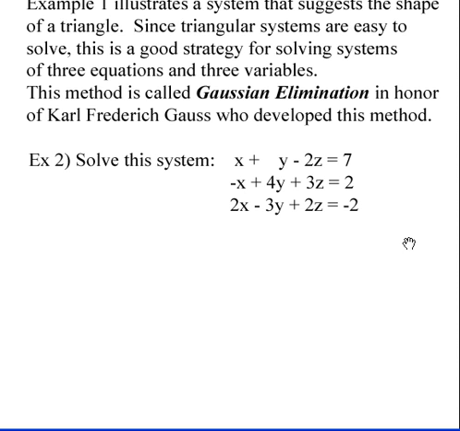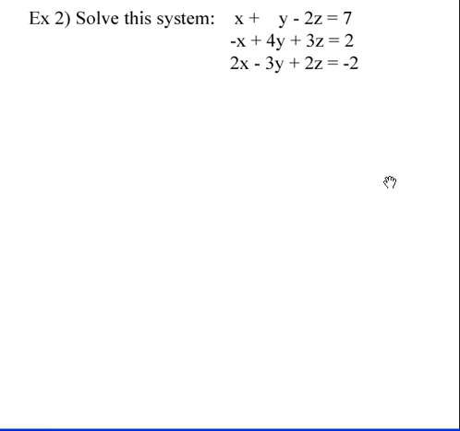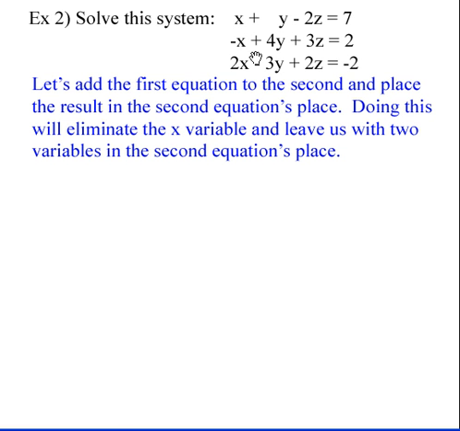All right, let's take a look at solving a particular system. We've got x plus y minus 2z equals 7, negative x plus 4y plus 3z equals 2, 2x minus 3y plus 2z equals negative 2. What we want to do is eliminate x twice. So here's my strategy. If we add the first equation to the second equation, you can see we have x and the opposite of x, and those x values will be eliminated. We're going to take that resulting equation, put it in the second row.